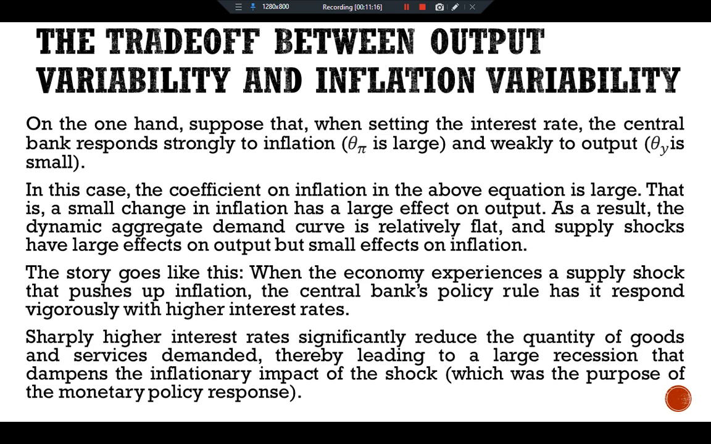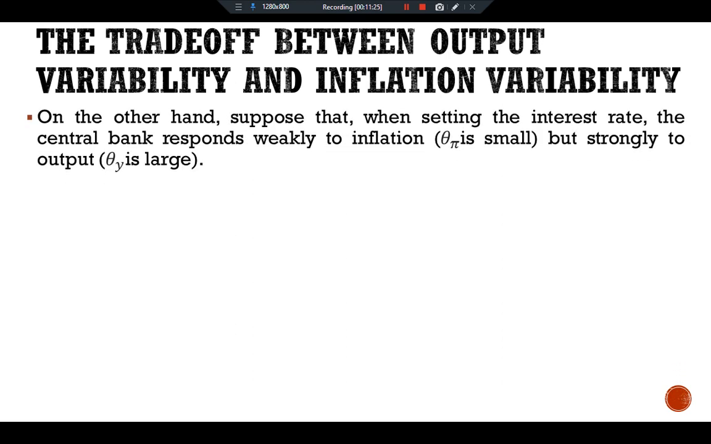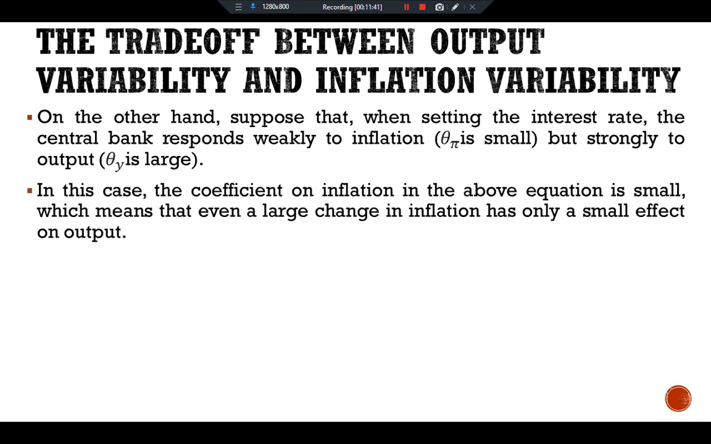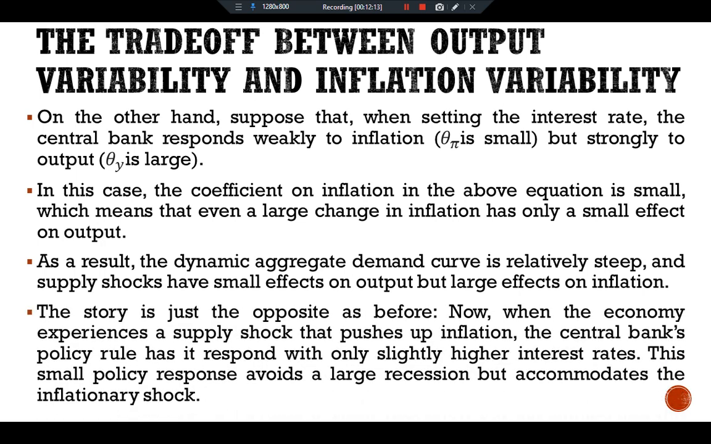Okay, moving towards the further discussion about the trade-off between output variability and inflation variability. On the other hand, suppose that when setting the interest rate, the central bank responds weakly to inflation, so theta_pi is small, but strongly to output, so theta_y is large. In this case, the coefficient on inflation in the above equation is small, which means that even a large change in inflation has only a small effect on output. As a result, the dynamic aggregate demand curve is relatively steep, and supply shocks have small effects on output but large effects on inflation. Okay, the story is just the opposite of what we have discussed before.